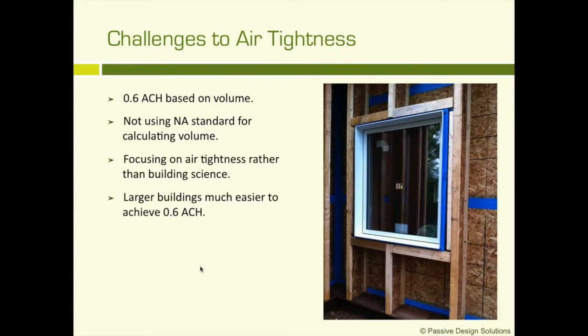So as we were just talking about, the air change per hour is based on the volume of the building. The calculation of that volume is not an ASHRAE familiar calculation, and so it's focusing on that air tightness rather than the building science, with those large buildings being able to have some pretty severe leaks and still achieve their 0.06 air changes per hour.